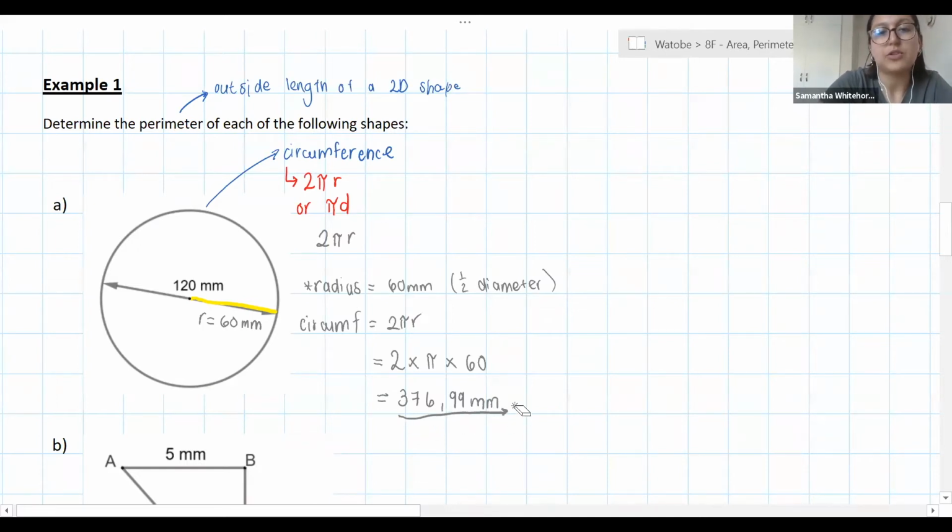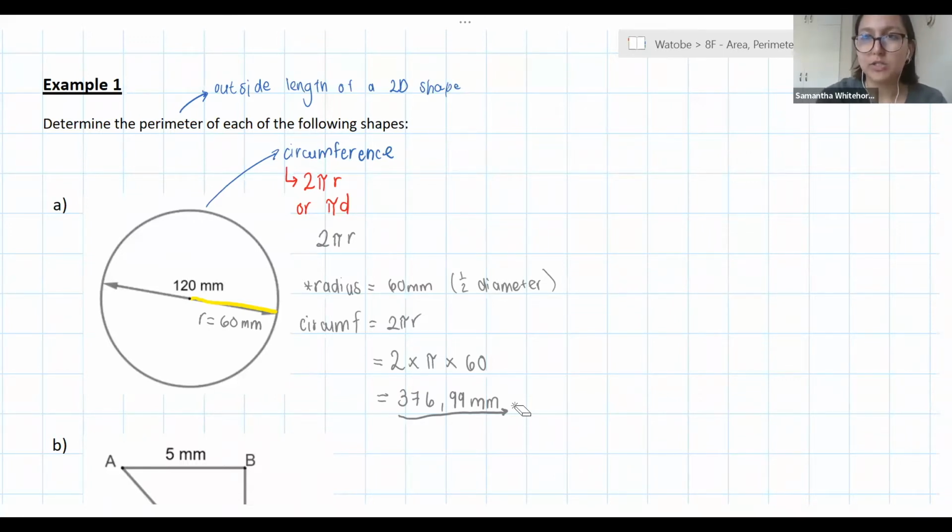If you have used 3,14 as your pi value, you will get 376,8. If you've used 3,142 as your pi value, you will get 377,04. So it depends on what you've been told to use for pi. Your teachers will obviously mark you correctly based on that. But as long as you're multiplying everything together, you'll be absolutely fine.